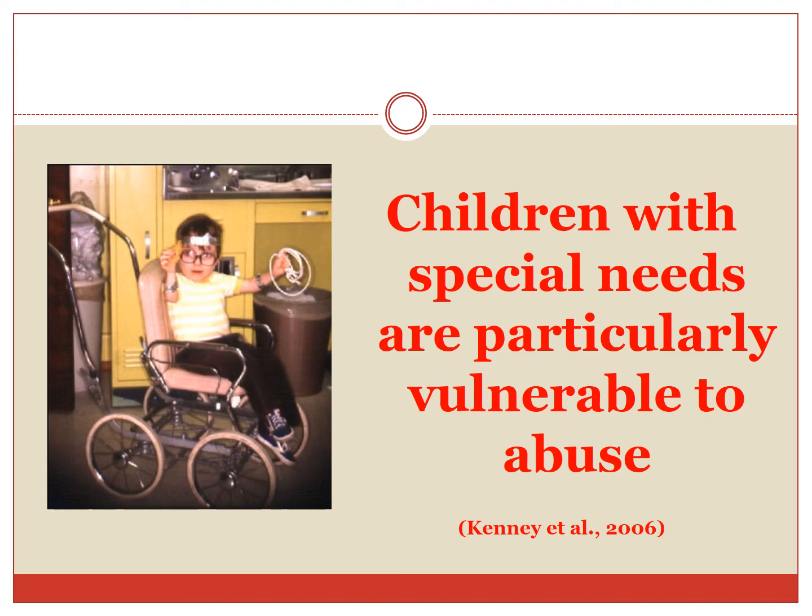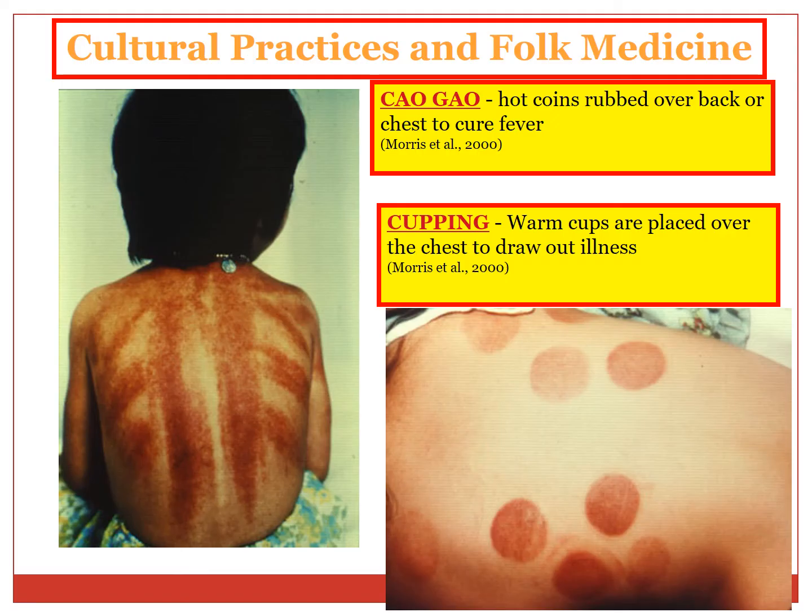Okay, so keep in mind, when you're differentiating injuries, you must also look at cultural practices and folk medicine because they also produce injuries to the body. For example, coining, where hot coins are rubbed over the back or the chest to cure fever, or cupping, where warm cups are placed over the chest to draw out illness. So this may appear as an injury, but you must also be aware of the cultural practices and folk medicine in your area so that you can differentiate and not cause unnecessary panic to the parents or in the society.